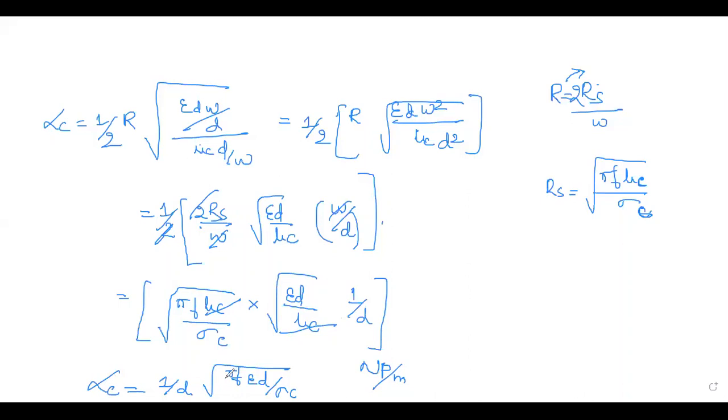1 by d square root of pi f epsilon_d sigma_c. Any confusions? Okay. So I'll clear the screen. One second, ma'am. Yeah.